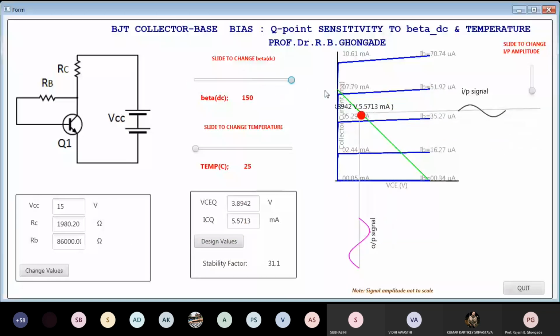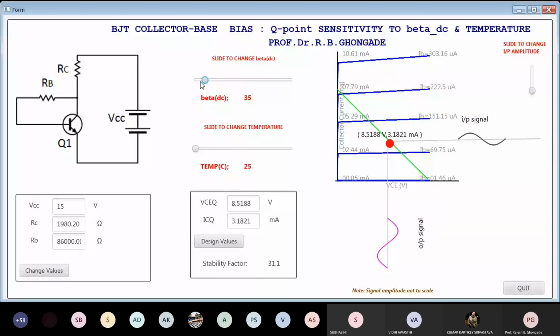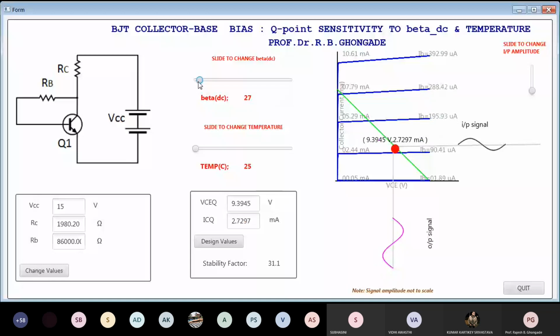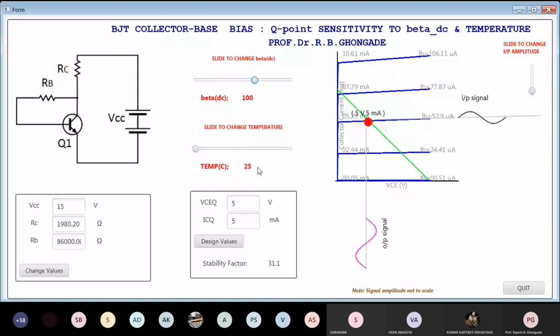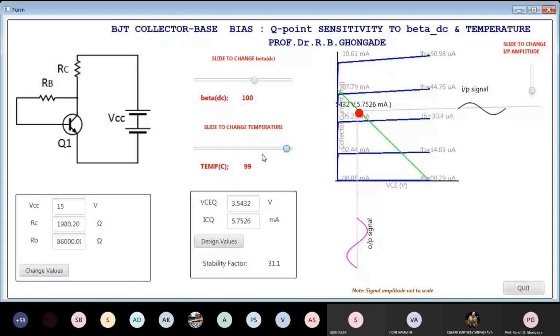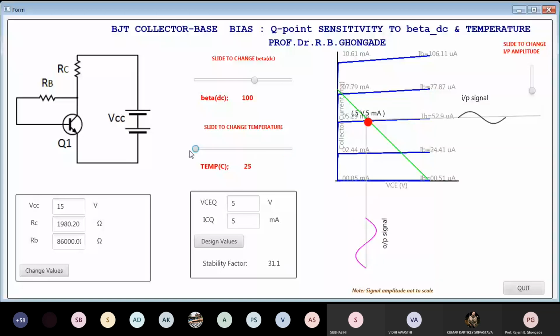It is there, but it is less as compared to what? FCB. Correct, very correct. So the variation is lesser in this case. If I stick to 100 and then change the temperature, again you'll see the Q point does change, but not as much as the fixed current bias. See that?